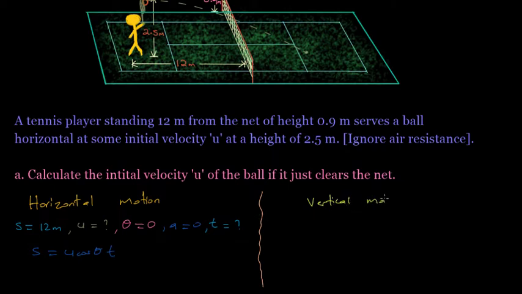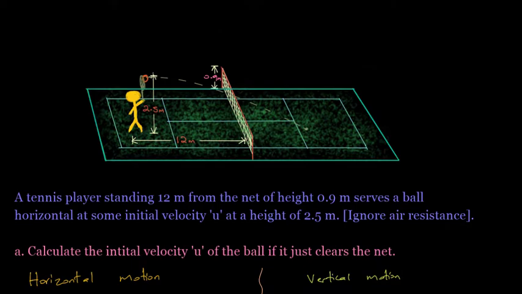So this is our vertical motion. Now, with the vertical motion, let's put down some variables, starting with s. The object will be moving from 2.5 meters down to 0.9 meters. So we can consider that the object will be going down. Let us say we define down as negative. So in this case, the object will undergo a negative displacement from 2.5 meters to 0.9 meters.